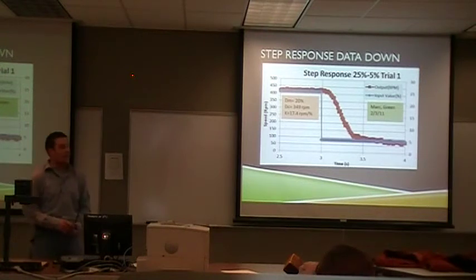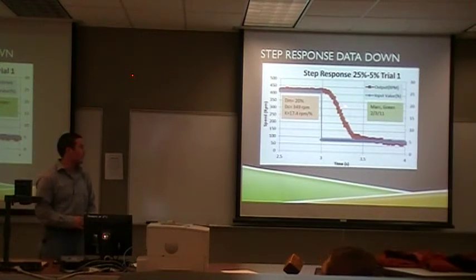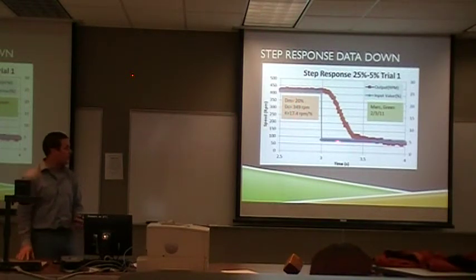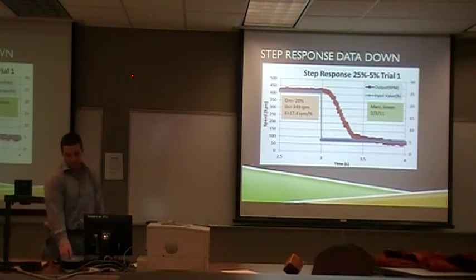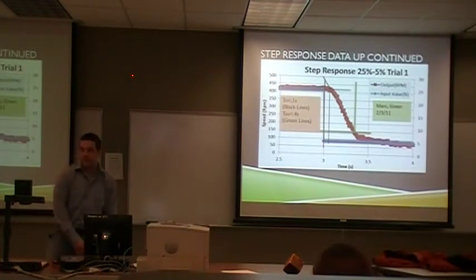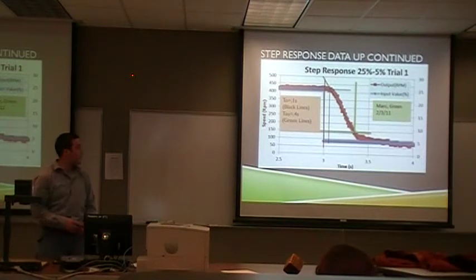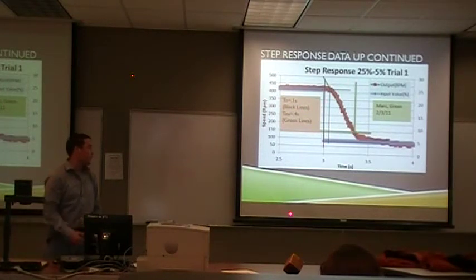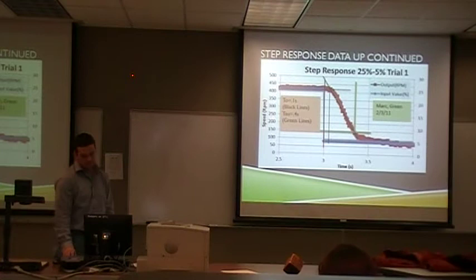Here's the same graph. This is for the step down with the same DM and the same DC, corresponding to the same gain of 17.4 RPM per percent. The same type of analysis can be conducted on the step down to give a T0 and a tau, and the 25% to 5% step down was the same as the step up.